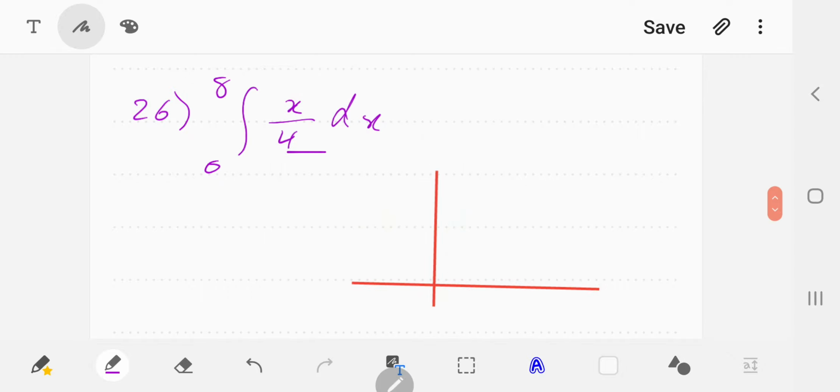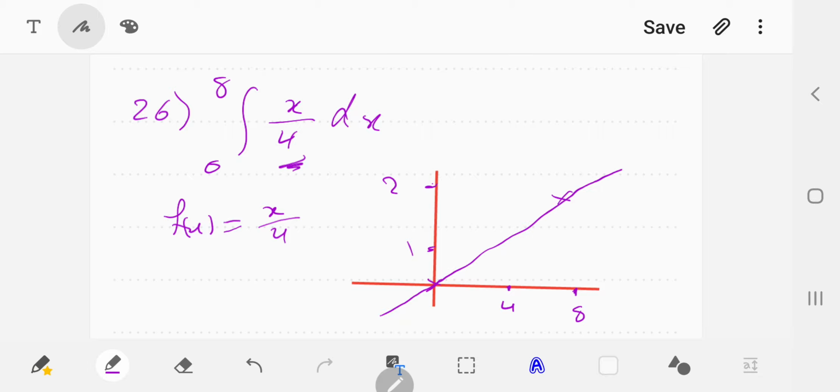We have x over 4 or 1 over 4 x from 0 to 8. So let's use 4 and 8. That's easier for us. When you substitute 4 in f of x, you will get 1. So you'll get (4, 1). You'll get (8, 2). So, and (0, 0) of course. So this is your function.